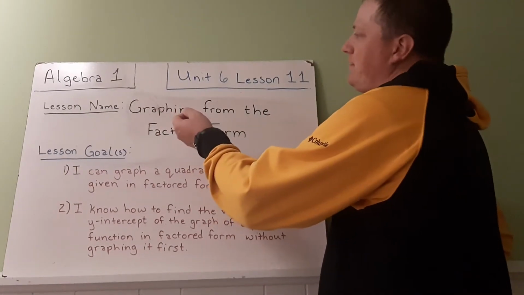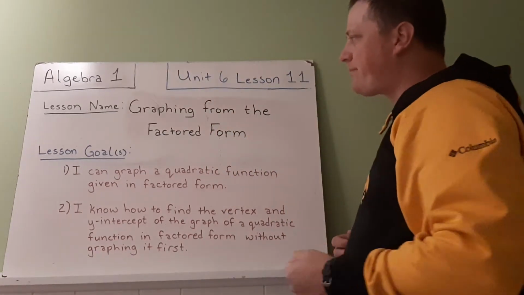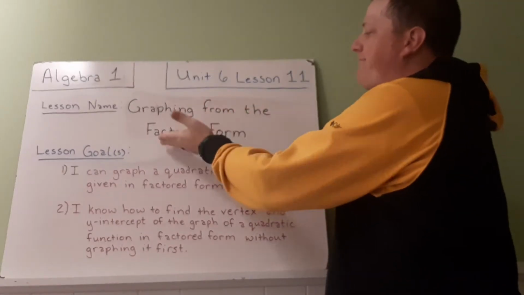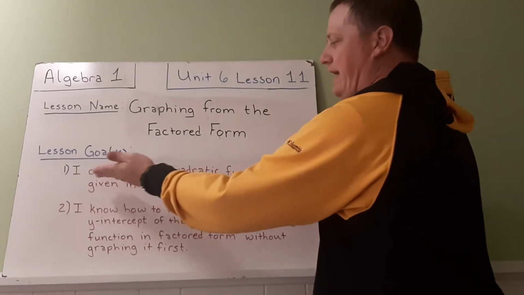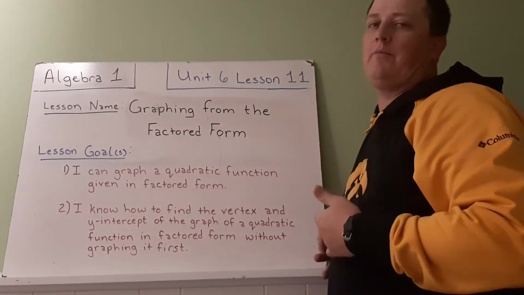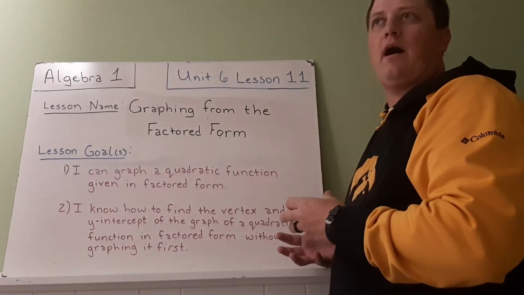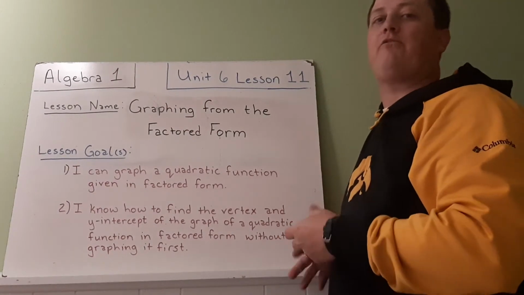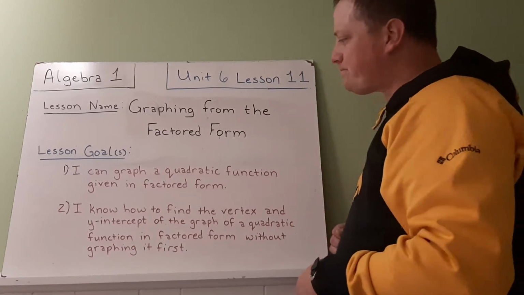All right, algebra students, let's look at Unit 6, Lesson 11, graphing from the factored form. So our lesson goals here are, I can graph a quadratic function given in factored form. So we're going to be looking at factored form and trying to figure out what information we can get from factored form that will help us graph the function easier.